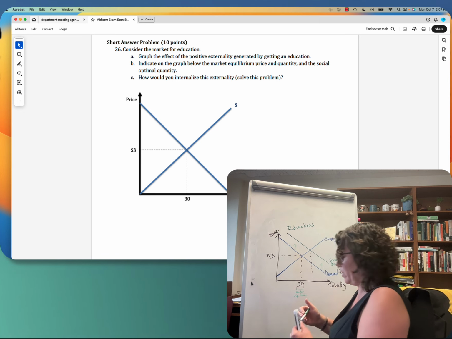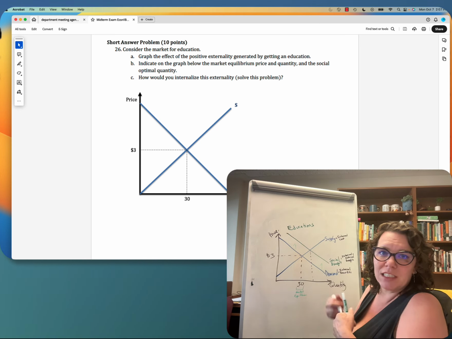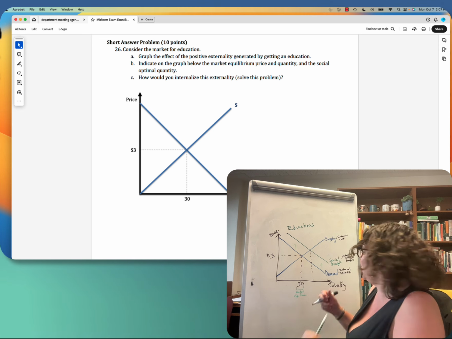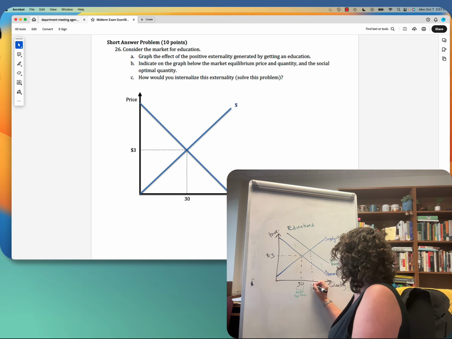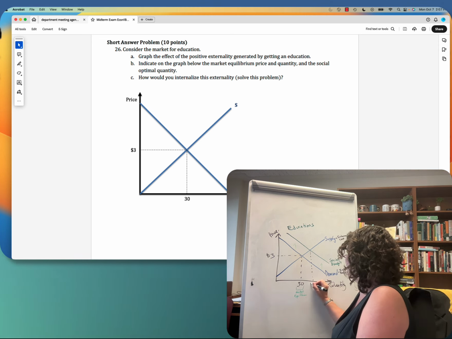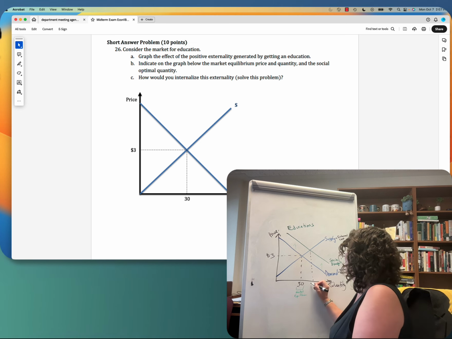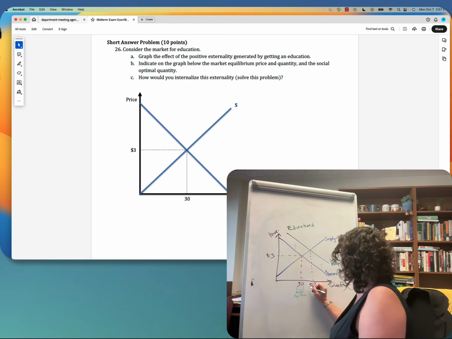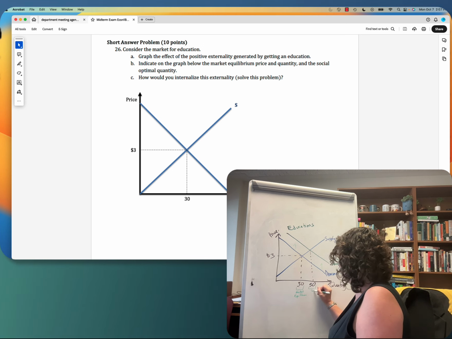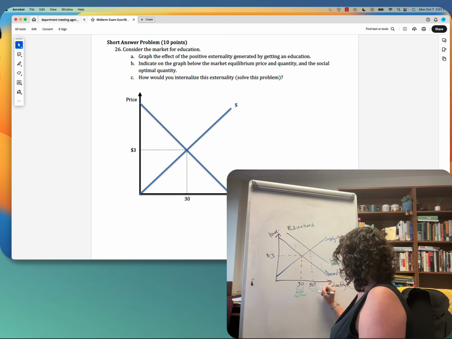And this is what we went over in class, right? We went over a positive externality as a participation activity together. And so maybe the equilibrium in the market is 30 classes, and the socially optimal level is going to be higher. And I wasn't looking for a number, I was just looking for a higher level.